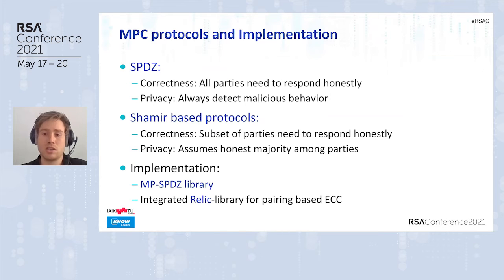Furthermore, our construction is generic enough that it can be instantiated with different MPC protocols, for example, with SPDZ, in which an honest accumulator manager always detects malicious behavior, and all accumulator managers are required to respond honestly for correctness of the evaluations. On the other hand, we can also instantiate our accumulator with Shamir-based MPC protocols, where only a subset of parties need to respond honestly or need to participate in the computations. And therefore, this instantiation would be naturally robust against parties dropping out during the computation.